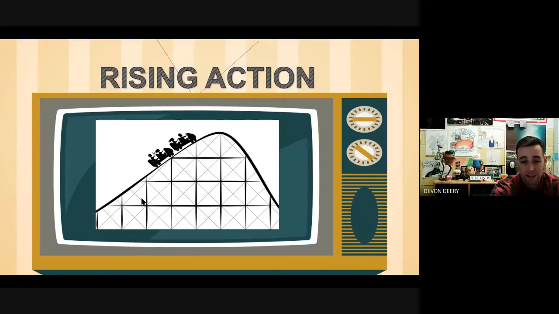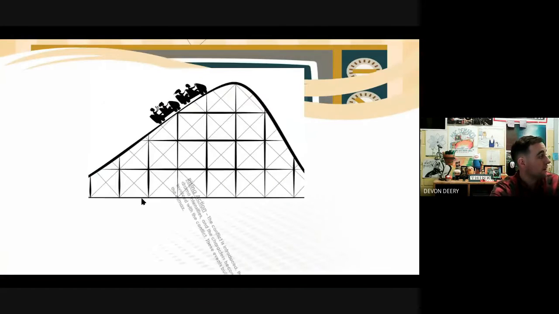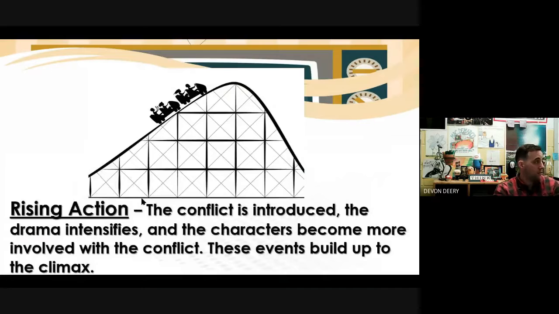Which takes us to our rising action. Rising action is the conflict, the part of the story where the conflict is introduced, the drama intensifies, and the characters become more involved with the conflict. These events build up to the climax, okay? So the conflict is introduced.